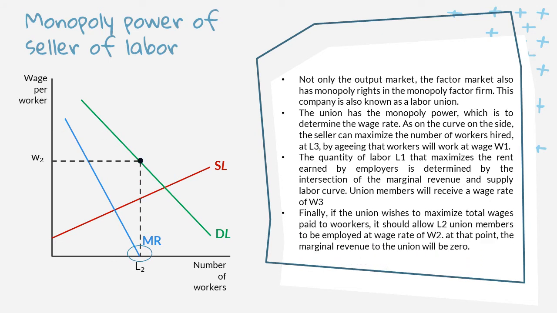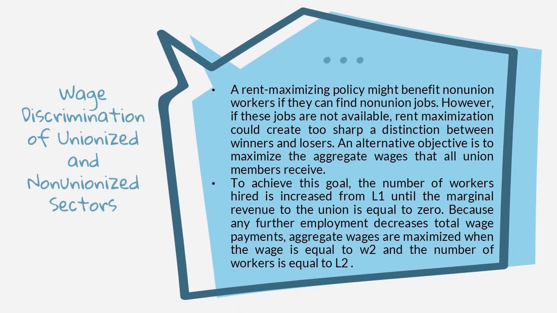Finally, if the union wishes to maximize total wages paid to workers, it should allow L2 union members to be employed at a wage rate of W2, at the point where the marginal revenue to the union will be zero. The monopoly power of sellers of labor can create wage discrimination between unionized and non-unionized sectors. A rent maximizing policy might benefit non-union workers if they can find non-union jobs. However, if these jobs are not available, rent maximization could create too sharp a distinction between winners and losers.